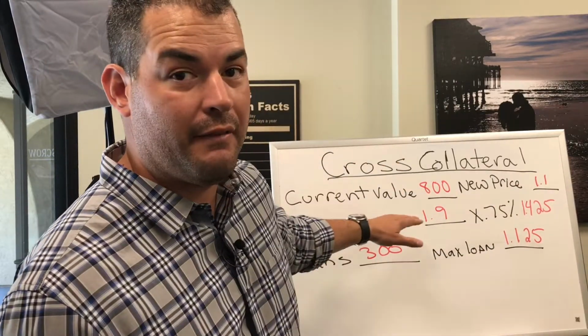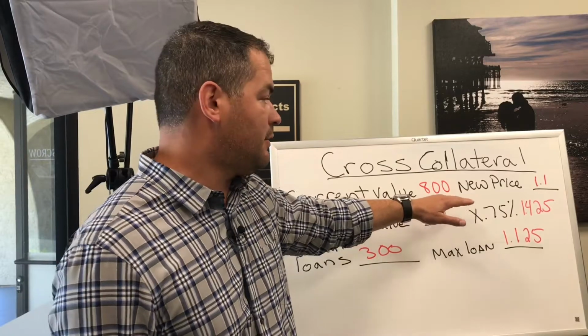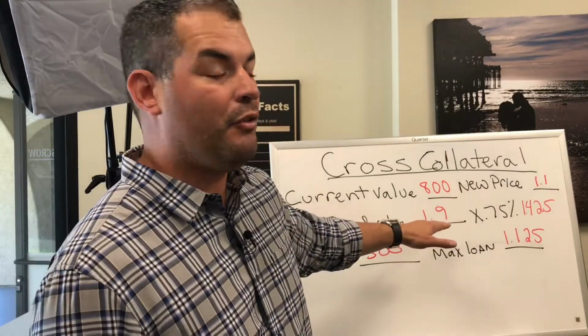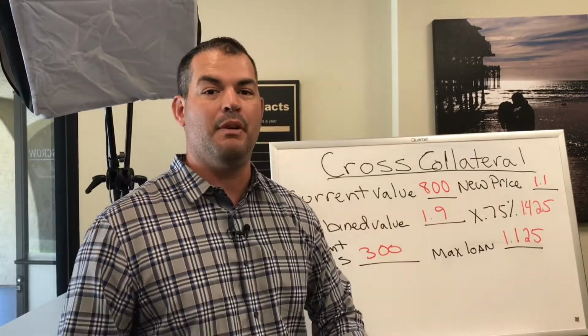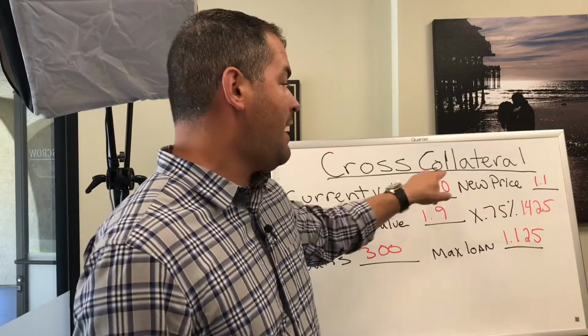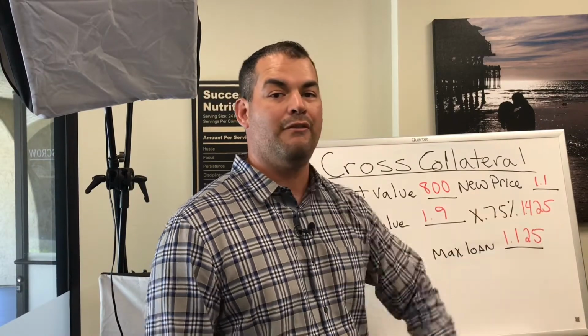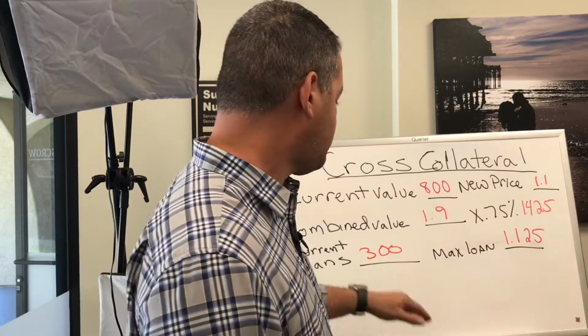If the current value of their current home is $800,000 and they're looking at purchasing a new property at, let's just say, $1.1 million, the combined value of both properties would be $1.9 million. So at $1.9 million combined value between their current real estate owned and the new property, we lend up to 75%, which would be a combined loan amount of $1.425 million. This is one loan on 2 properties with 1 mortgage payment.